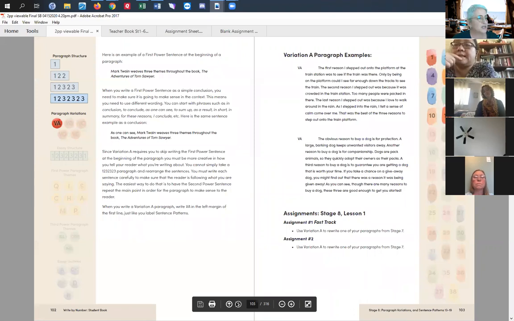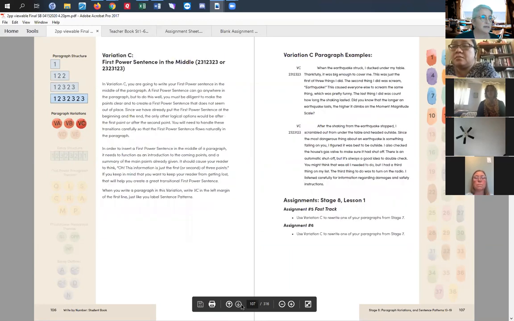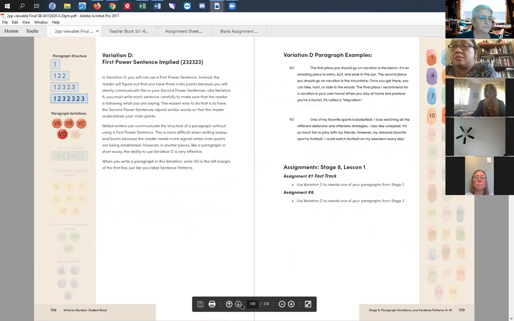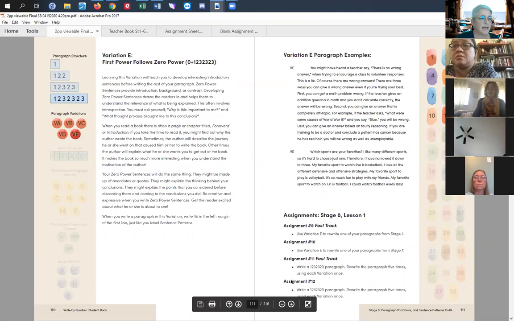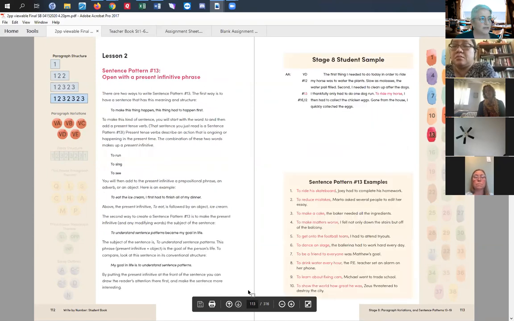And so as I'm teaching, and you can see on the left-hand side there, you can see the variation A now shows up, and they practice the variation A. And so they're taking paragraphs they've already written and moving things around. So they're seeing how that applies. Variation B, C, D, and E. And you can see how big these paragraphs are getting. And then as they're practicing those variations in the stage, now we're adding more sentence patterns. So they get all that structure practice as they add it.